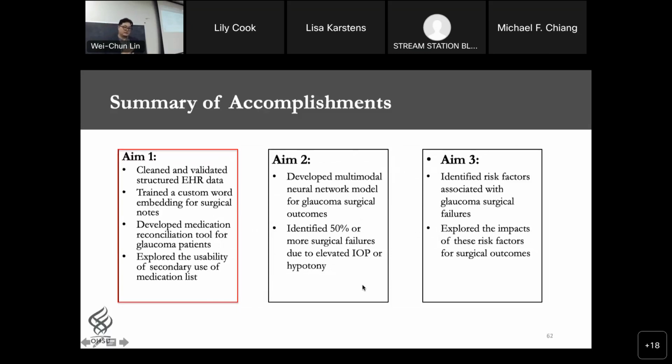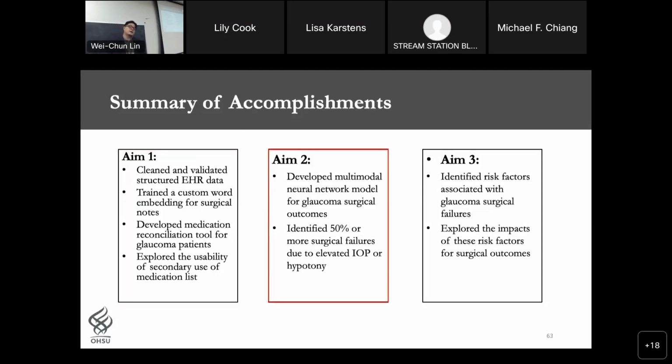So in summary, my first study explored AI applications using EHR data for eye disease, showing there were limited studies focused on glaucoma surgical outcome prediction, with several notable limitations. And I cleaned and validated the structured EHR data with unstructured EHR data, improved the data quality, and developed a custom word embedding model for the surgical notes. Also, I figured out the accuracy issue of the medication list for glaucoma patients and developed a medication reconciliation tool using a natural language algorithm. And the usability of the medication list for the prediction model was also explored. Overall, this work has implications in improving the data quality and the usefulness of medication data in both research and clinical care.